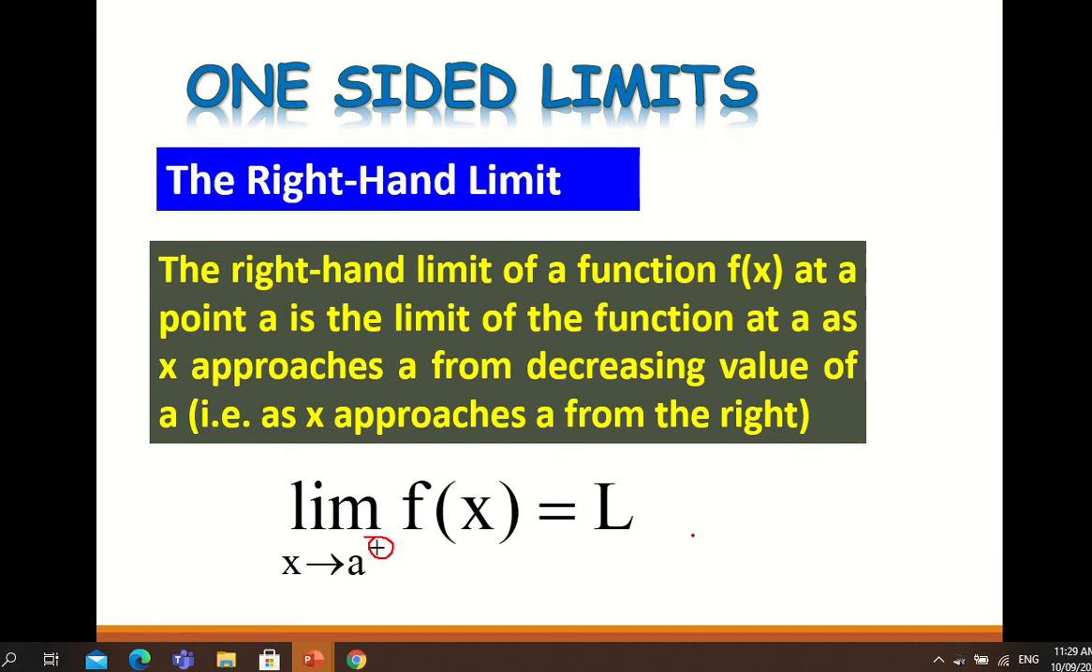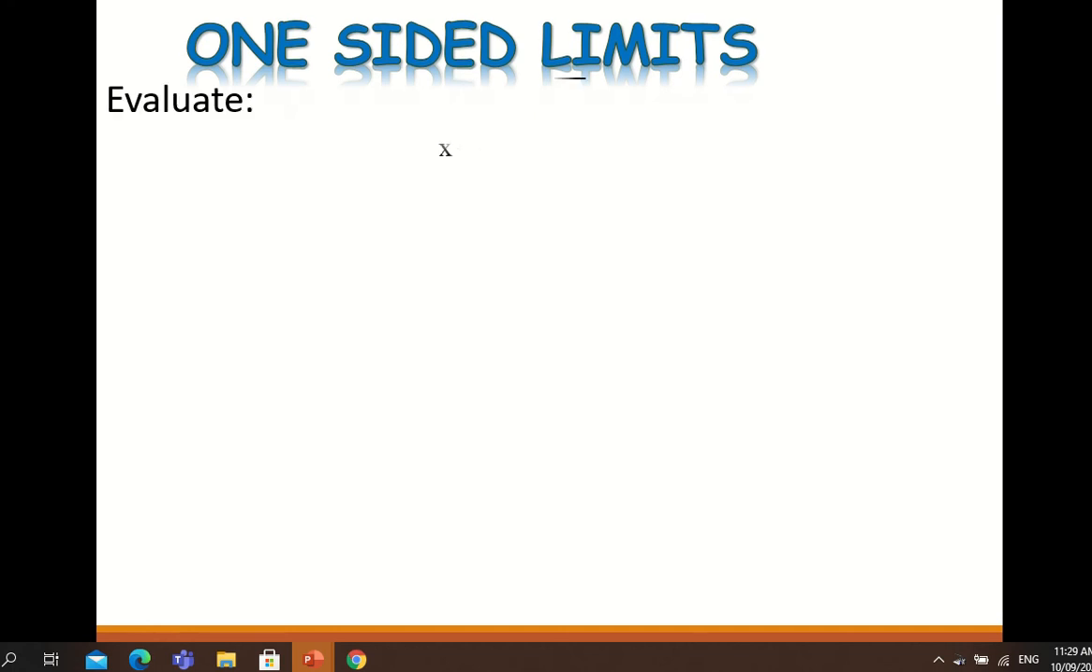L means limit. For example, if you're asked to evaluate the limit of the square root of x as x approaches 0, here we have a positive sign, which means from the right. Let us note that the domain must be greater than or equal to 0. Why? Because if you have a negative number here, this makes the limit of the function undefined. We cannot find the value of the square root of a negative number.